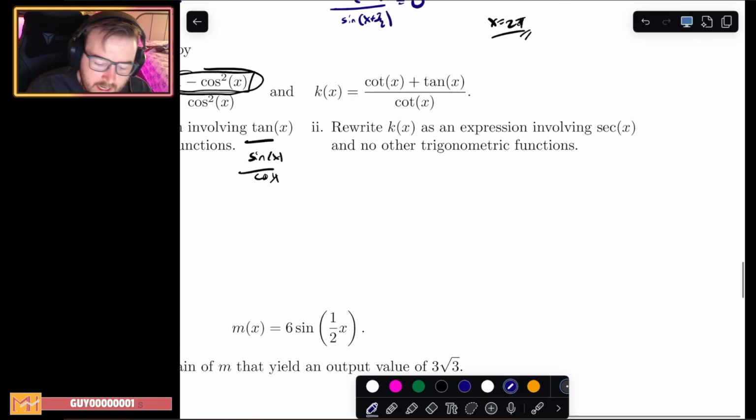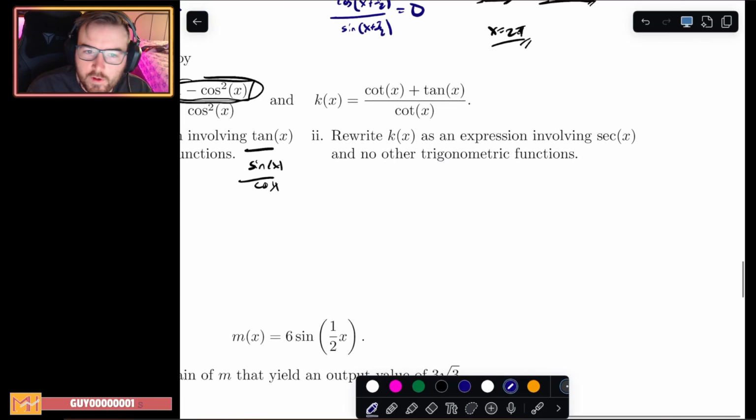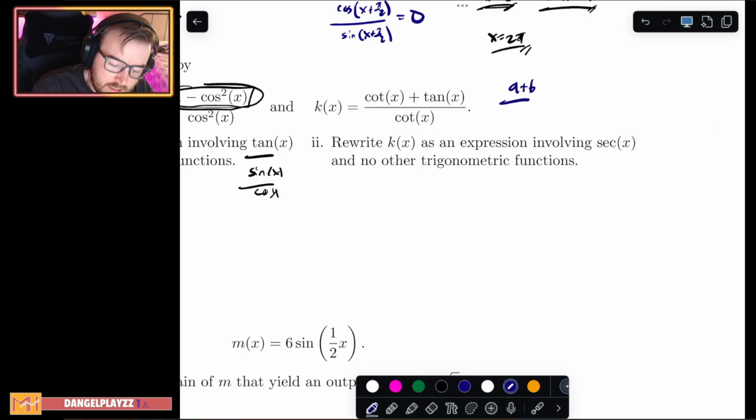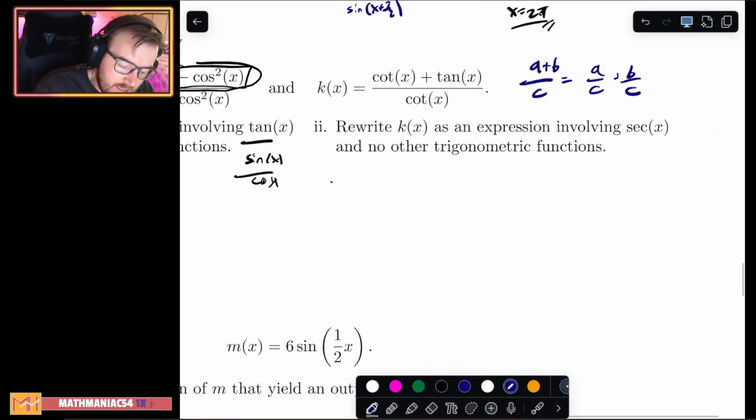Okay. Rewrite k of x as an expression involving secant and no other trig functions. This was a bit more challenging, and I saw quite a few different tactics. Now, the tactic that I see here is I have a fraction, and, you know, basic fraction facts, people. A plus b divided by c is the same thing as a over c plus b over c, right? That's a basic fraction fact. So that means this is a, this is b, this is c.